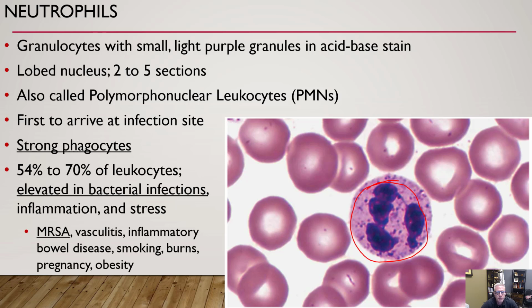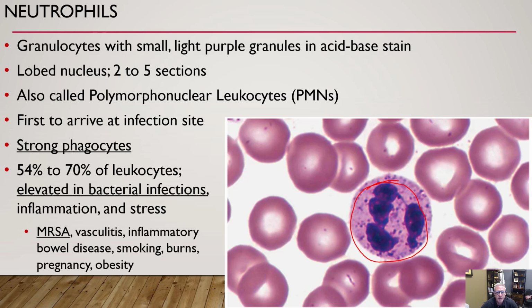And you're going to see an increase in neutrophils with bacterial infections, inflammation, and stress, like MRSA, vasculitis, inflammatory bowel disease, smoking, burns, pregnancy, and obesity are reasons for increased neutrophil count.